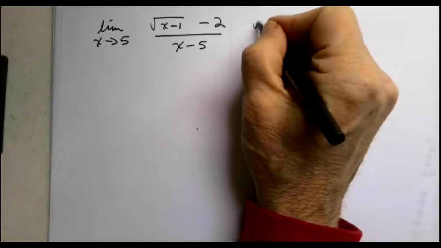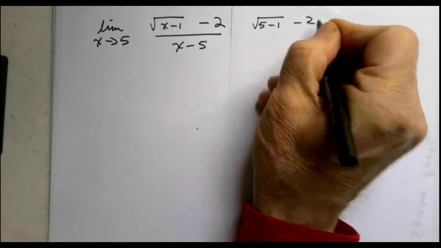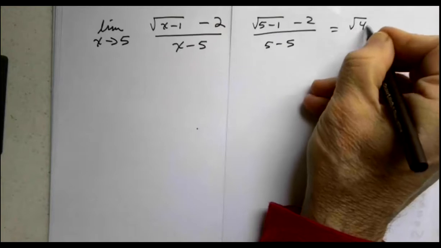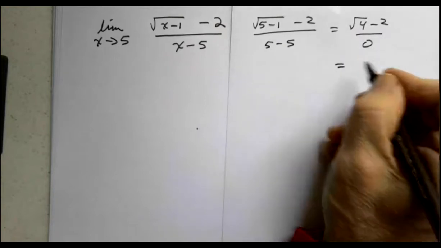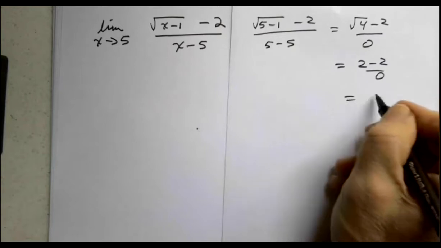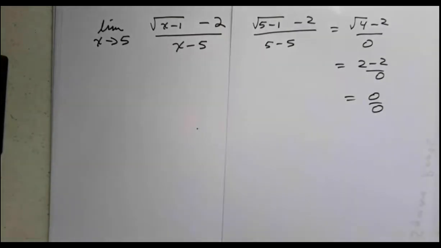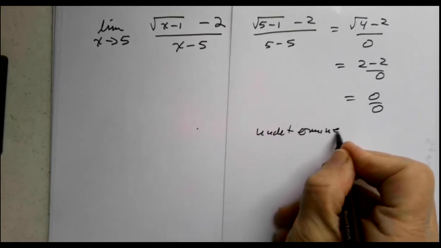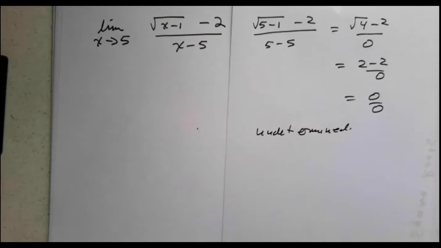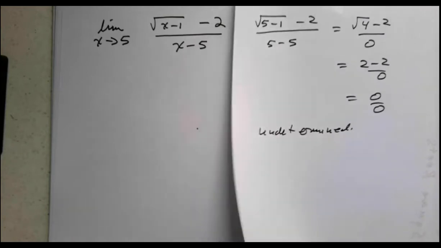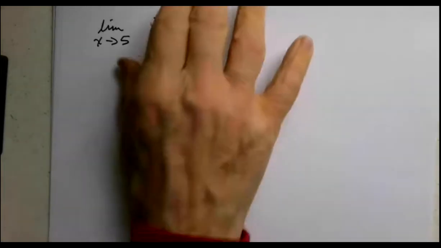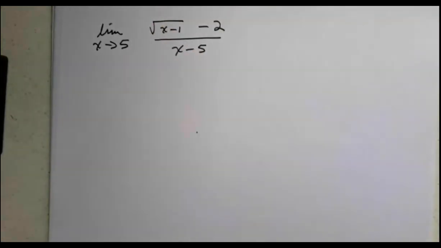So plugging in 5, we have root 5 minus 1 minus 2 over 5 minus 5. Root 5 minus 1, root 4 minus 2 over 0, which gives me 2 minus 2 over 0, which gives me 0 over 0. So again, we have another undetermined form, or indeterminate. So we haven't determined what that value could be. It really could be many different things, conceivably. So we're going to need to do some algebra to find out what it is, if that limit exists, what that value will be. So what we do here, instead of rationalizing the denominator, we rationalize the numerator.